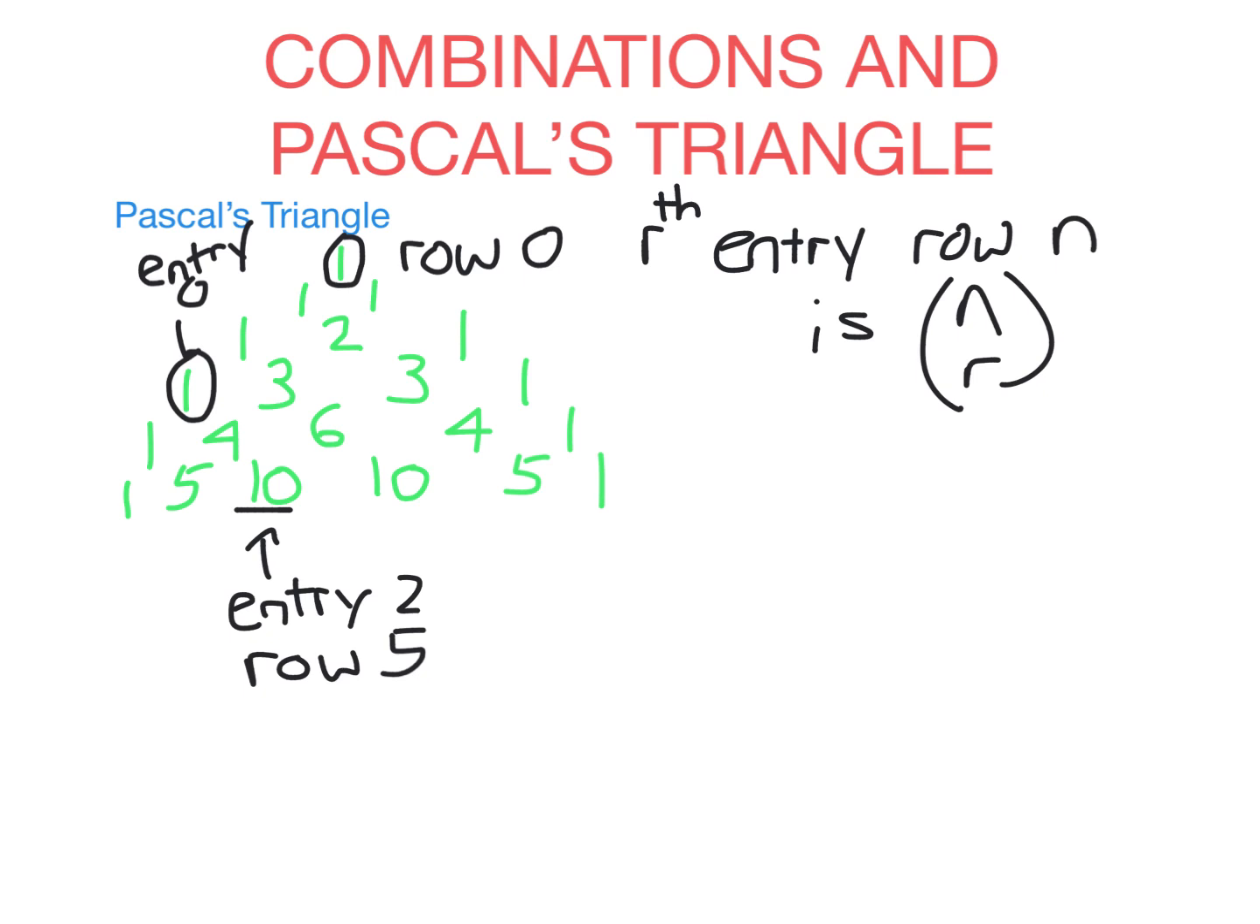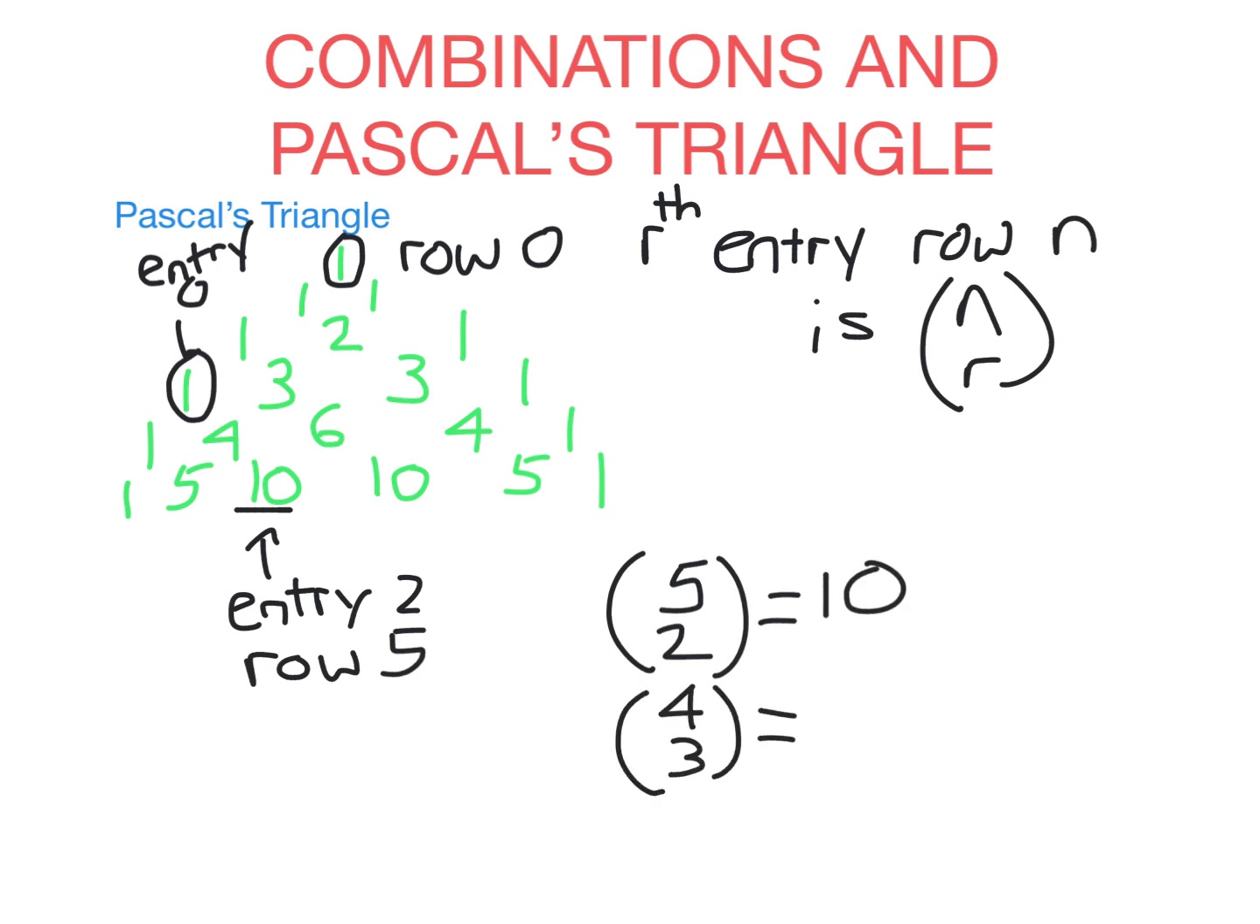So the link with combinations is that the rth entry in row n is equal to n choose r. So for example, we saw before that entry 2 of row 5 is 10, and that's because 5 choose 2 is equal to 10. For example, 4 choose 3 is 4. So the third entry in row 4, so entry 0, 1, 2, 3, the third entry in row 4 is equal to 4. So let's look at how this can be of use to us.